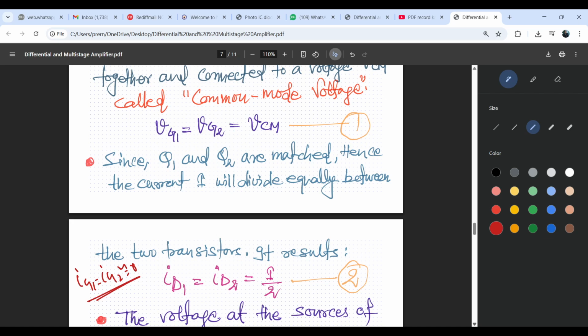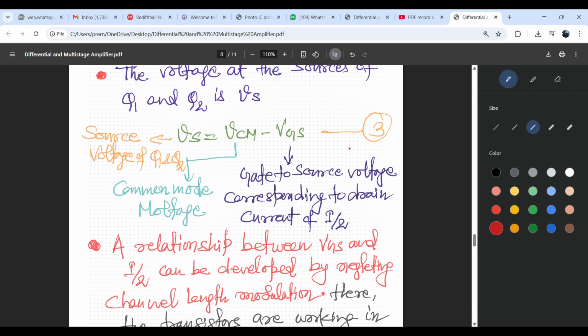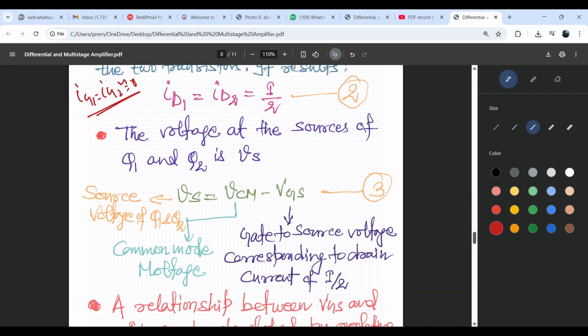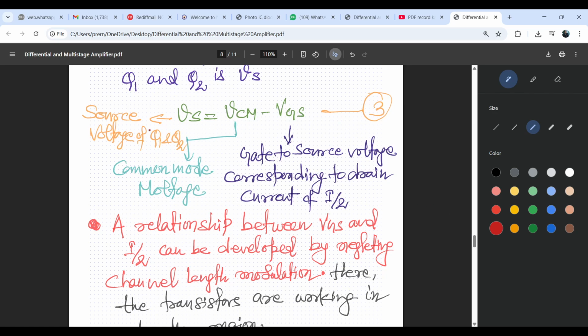Now the voltage at the source of Q1 and Q2, Vs, is Vcm minus Vgs. If anyone has to write this voltage Vs, it can be directly written as Vcm minus Vgs. This voltage is simply this minus this. Simple. So this voltage at the source point, I am calling S, is Vs equals Vcm minus Vgs. The source voltage of Q1 and Q2 is Vs, the common mode voltage Vcm minus the gate to source voltage corresponding to drain current I by 2.